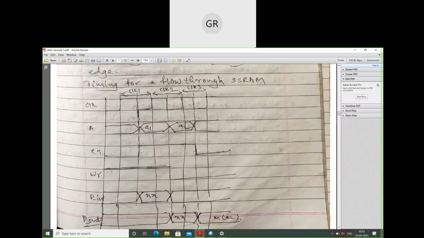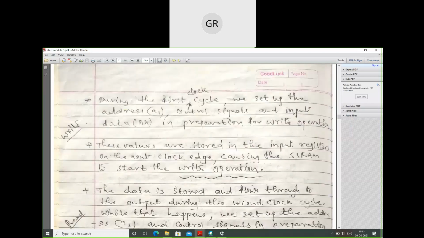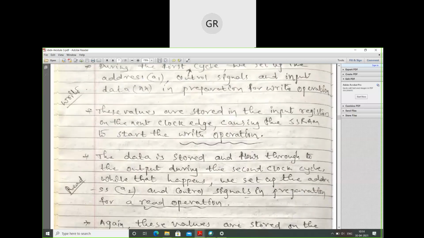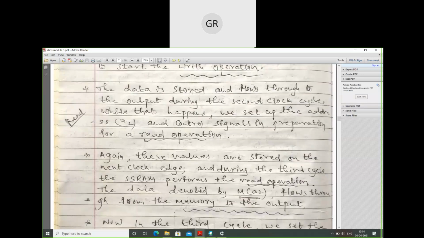That's why these values are stored in the input registers on the next clock edge, causing the SSRAM to start the write operation. During the first clock, you set up the memory values: address values, control signal values, and input data value. The next clock edge starts the write operation. The data is stored and flows to the output during the second clock cycle.